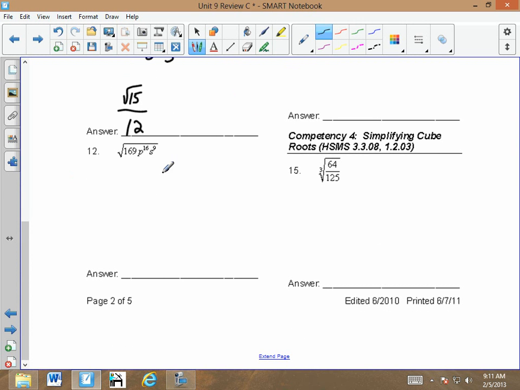Okay, so now we have the square root of 169, which is a perfect square. It's 13. So check in your calculator first. So 169 comes out. It's a perfect square. P to the 16, 16 divided by 2, because it's a square, is 8. So 8 p's come out. S to the 9th, 9 divided by 2 is 4 with 1 remainder. So 4 of those come out, and 1 s has to remain inside the square root.